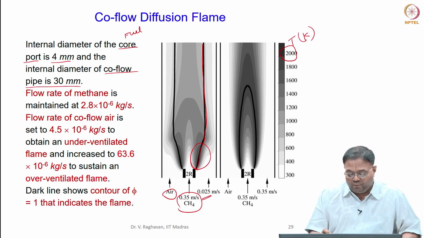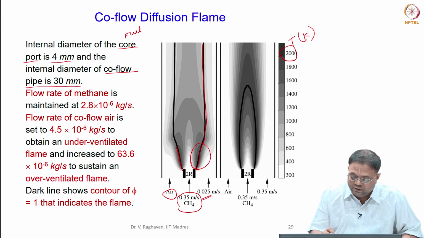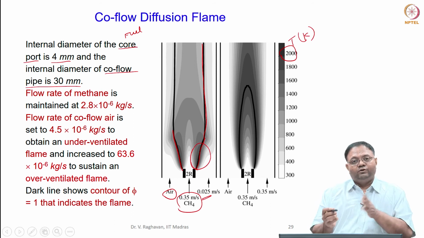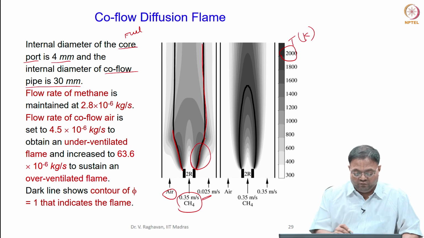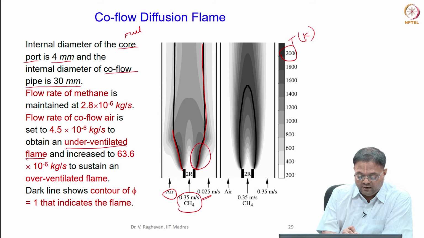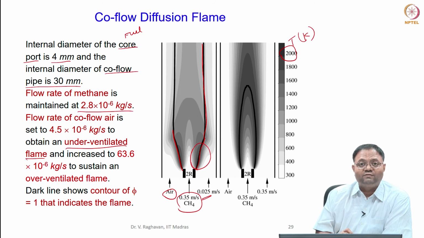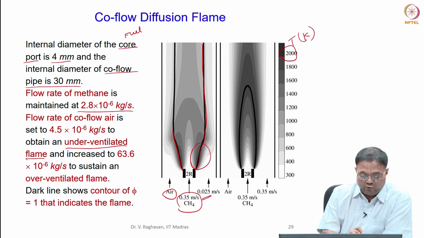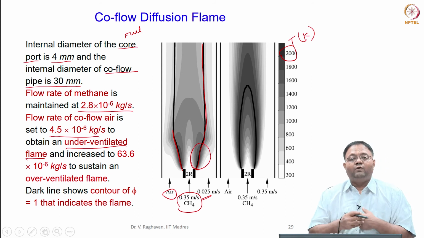So based upon the flow rate of oxidizer, you can see that the flame actually stretches towards the oxidizer side, and this is called an under-ventilated flame. The mass flow rate of methane is 2.8 × 10^-6 kg per second, and the flow rate of co-flow air is 4.5 × 10^-6. Even though the air flow rate is higher, it is not even the stoichiometric value.